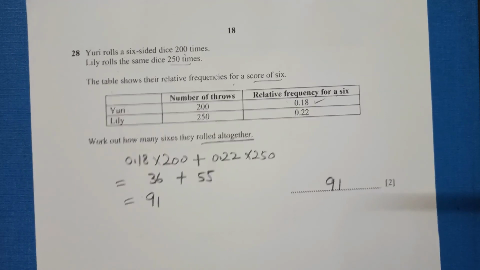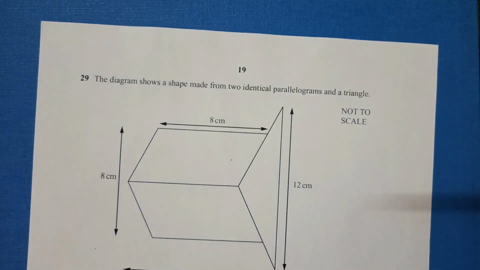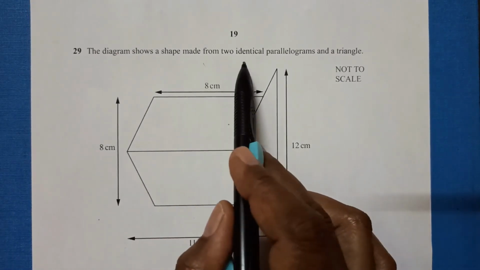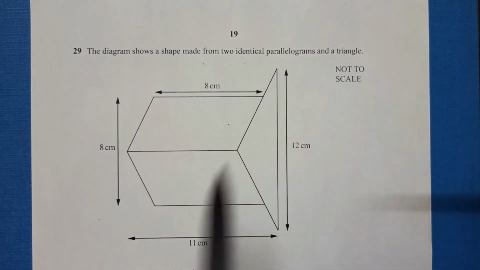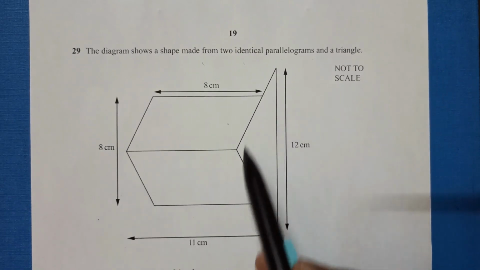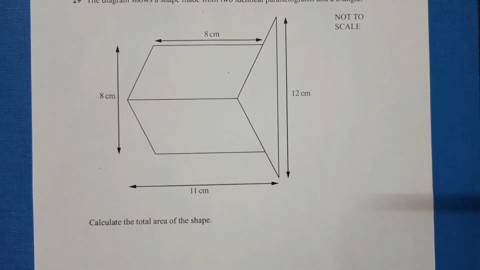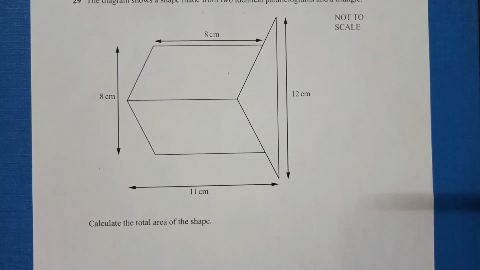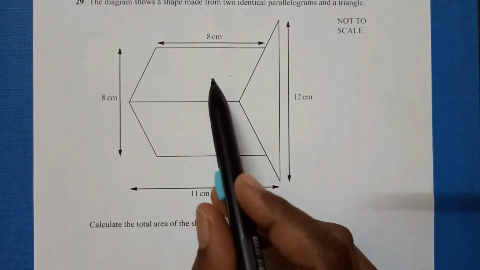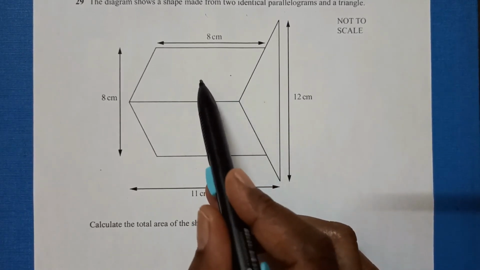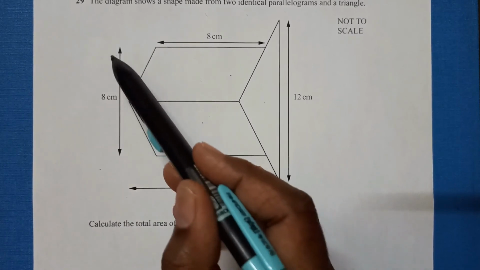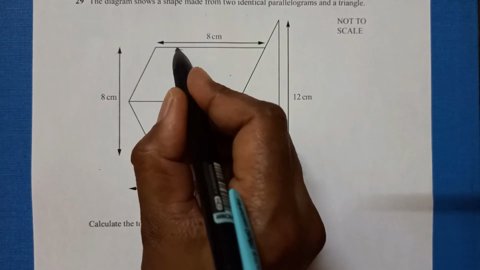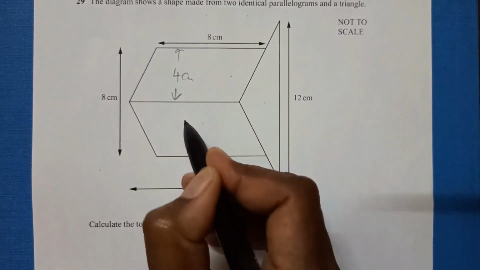So do we have another question? Oh yes, we have another question, 29 here. The diagram shows a shape made from two identical parallelograms and a triangle. Calculate the total area of the shape. So let's look into the figures here. We have three figures here. Two are parallelograms, and they are the same. As you can see, this entire length from here to here is 8. So half of that means this will be 4 centimeters in both.